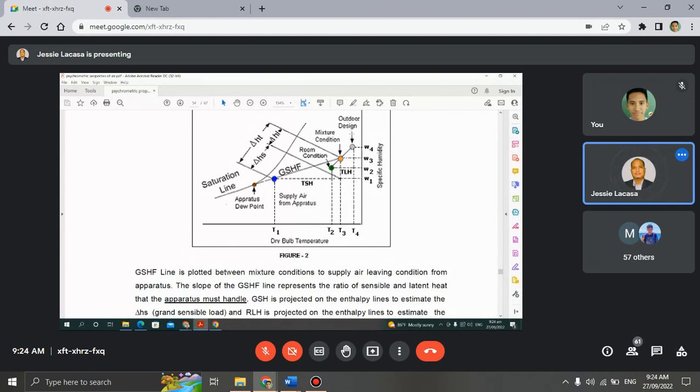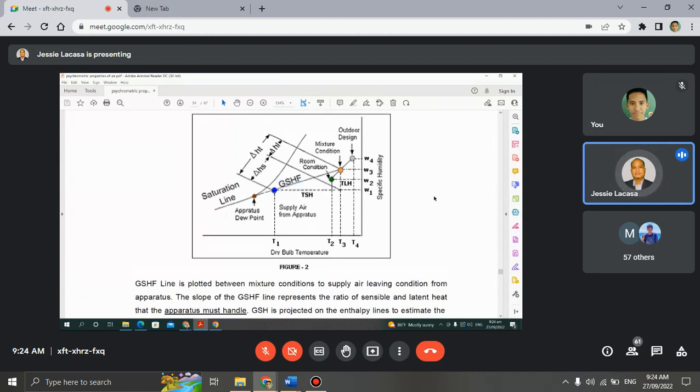This is the outdoor air. This is the room condition. This is the mixture. So this is the grand sensible heat factor. So the grand sensible heat factor line is plotted between the mixture condition to the supply air leaving temperature from the apparatus. So from here, going to here, from this brown going to orange. That is the grand sensible heat factor. The room, where is it here? This line is the room.